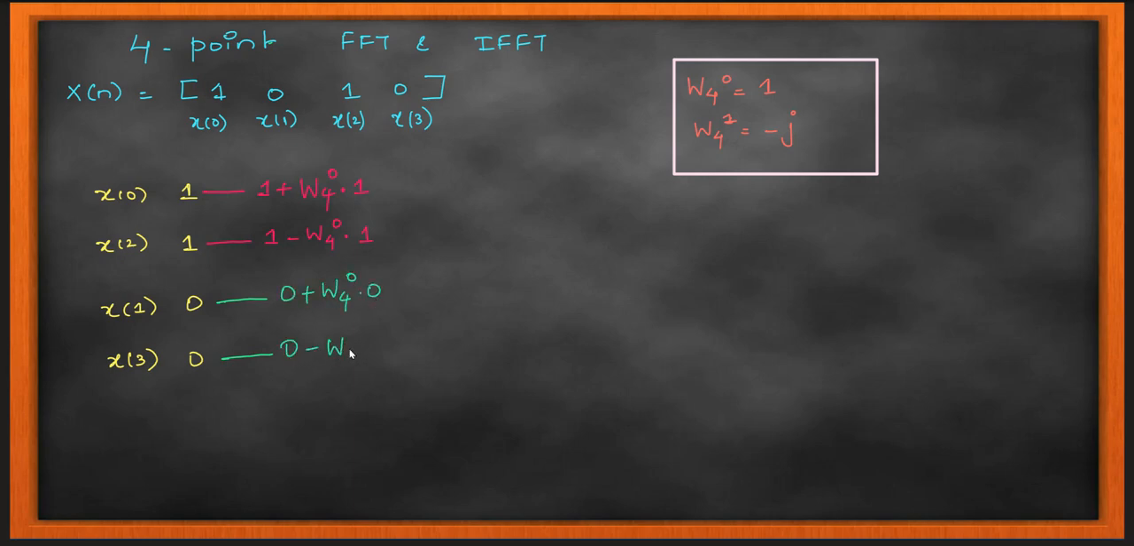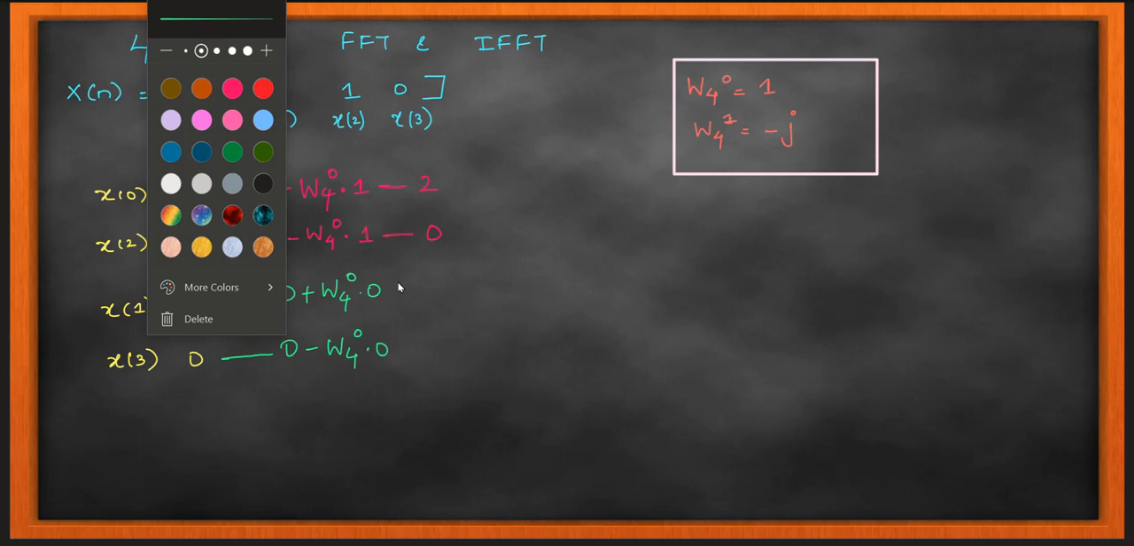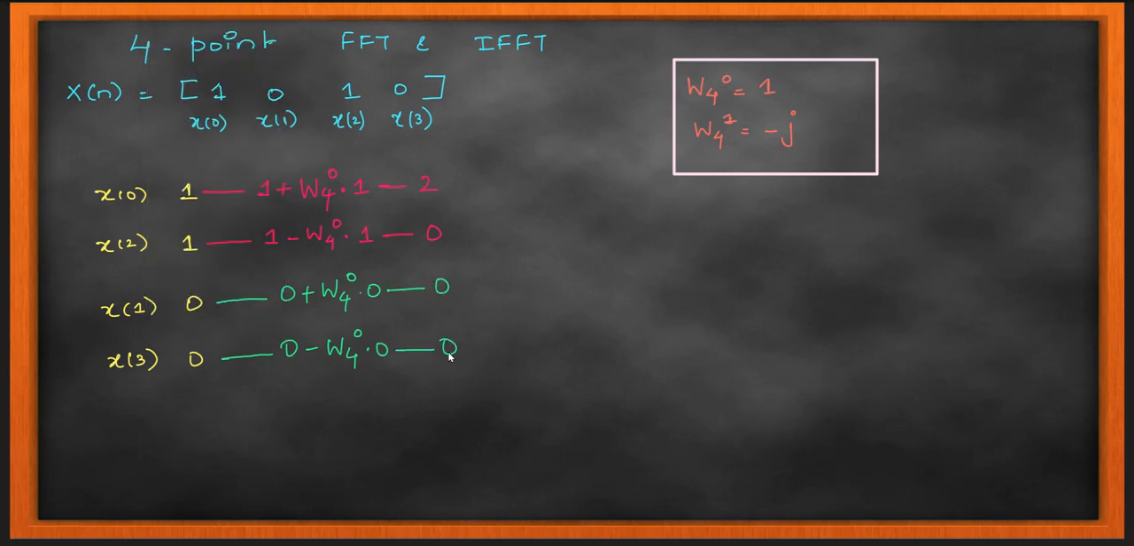Let us complete our stage 1 with plus or minus W40, and then let me go to my stage 2 where I'll be using plus or minus W40 and plus or minus W41. For stage 2, my terms are 2 0 0 0 0, so the output will be 2 0 0 0, and then I'll be picking every alternate sample, and that will simplify and give you the output. Nice. So that is your 4 points.